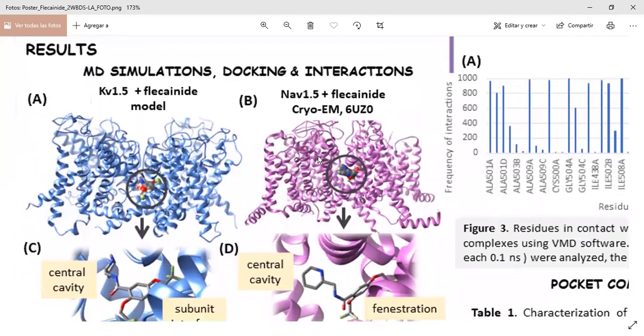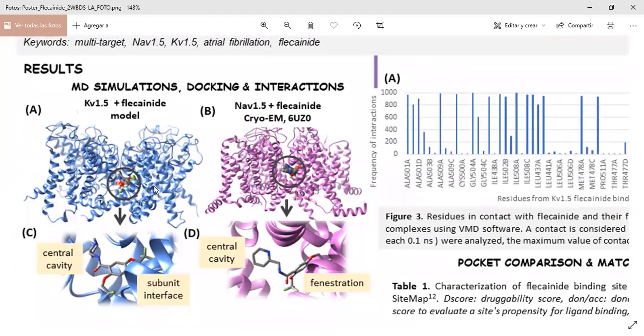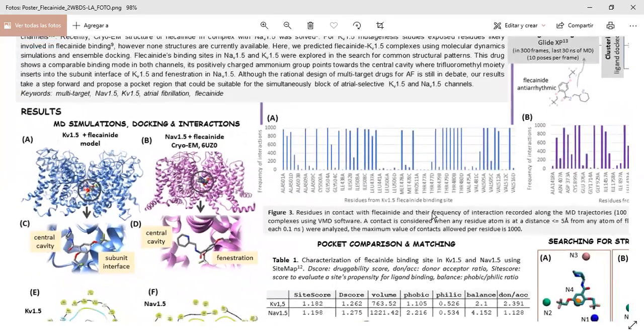Docking results show that flecainide has a similar binding mode in both channels. In Kv1.5, the piperidine ring points to the central cavity, while the trifluoromethyl moieties are inserted into the subunit interface. In Nav1.5, piperidine ring also points to the central cavity, and trifluoromethyl moieties are inserted into fenestration. These binding sites were later compared using SiteMap.